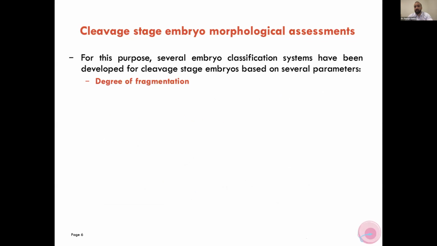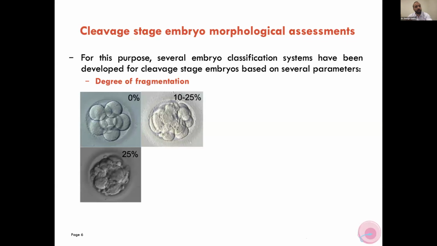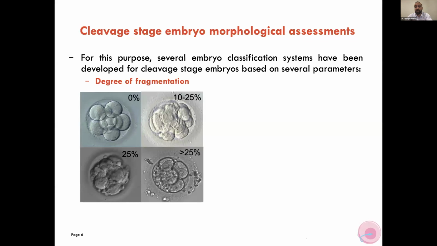Also, the degree of fragmentation is a very important parameter that we assess. We have embryos that have 0 fragmentation, very nice embryos. Sometimes there might be some fragmentation between 20 to 25%. We can see in this image here. Sometimes it can be scattered. Sometimes it can be located in a specific section of the embryo. Here we can see another embryo with around 25%. But sometimes this fragmentation can exceed 25. Sometimes it can even span to 50% of the embryo.